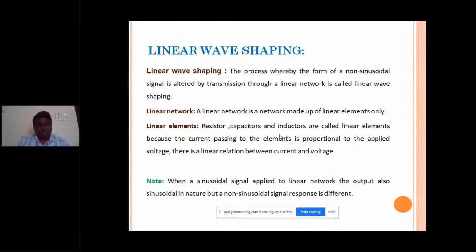Now, what will happen if you are transmitting a non-sinusoidal signal through this linear network? That is simply given in the note point. There is no change in the shape of the output if you are passing a sinusoidal signal through a linear network. But if you transmit a non-sinusoidal signal, the shape is going to be altered. Nothing will happen to the sinusoidal signal except there may be a change in the amplitude and the phase of the signal, right?